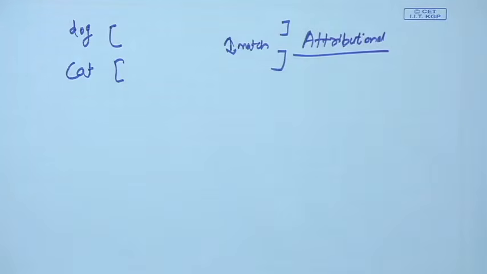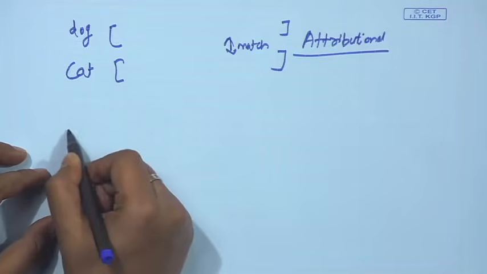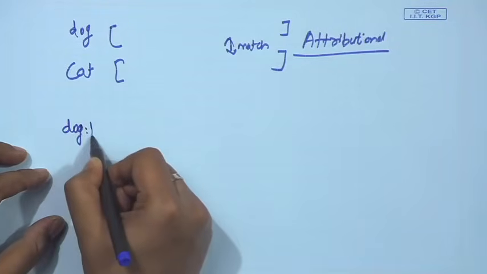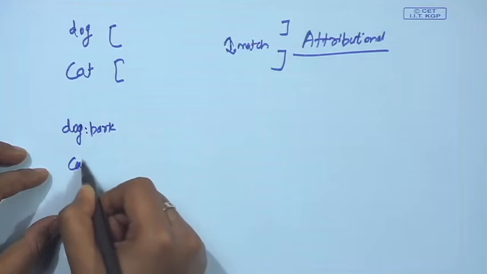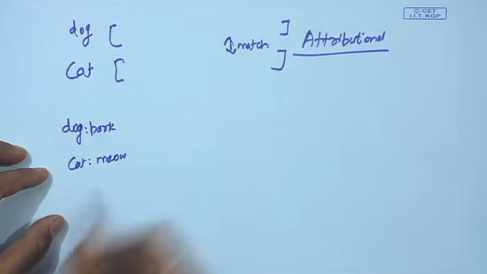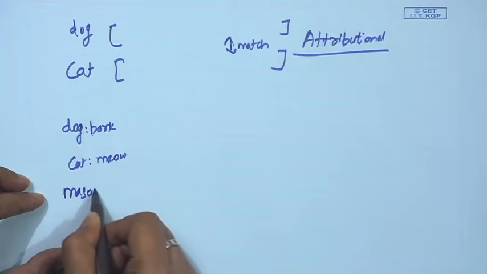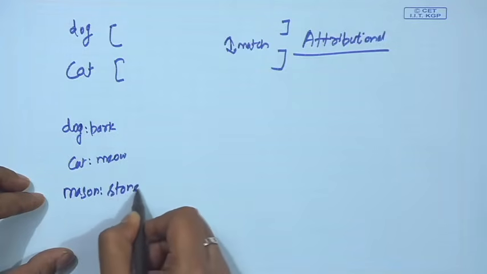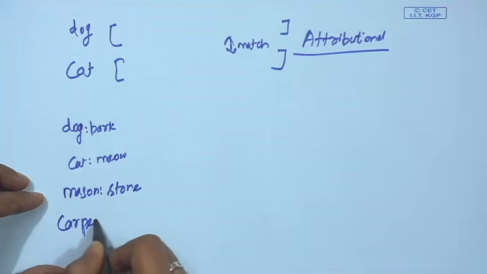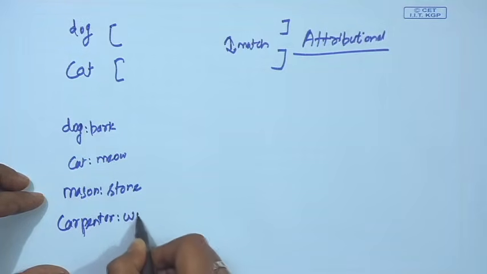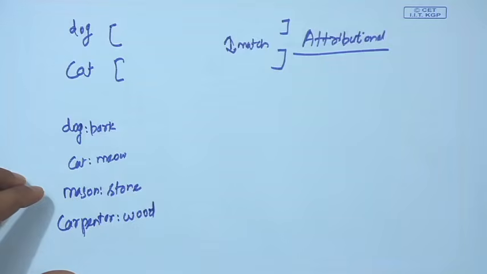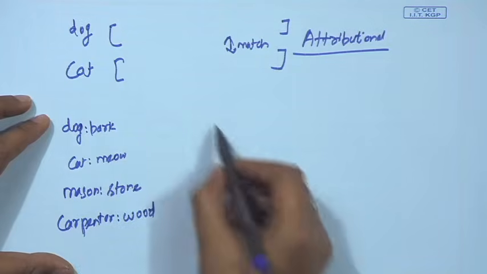So now what am I doing? I am trying to compute a similarity between pairs. So now my rows are different pairs. So the pairs can be, say, dog, bark, cat, meow, or it can be like here, maison, stone, carpenter, wood. So there can be various pairs. Now these are my rows.